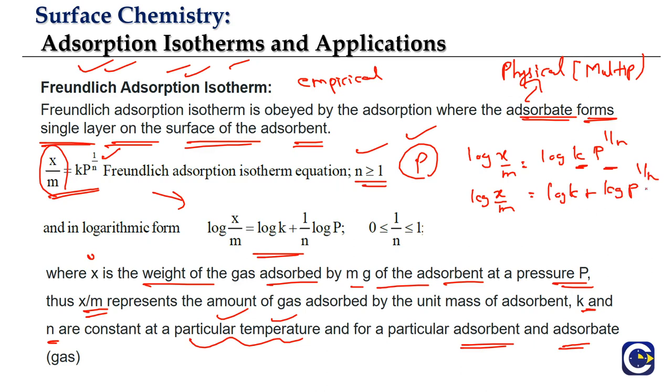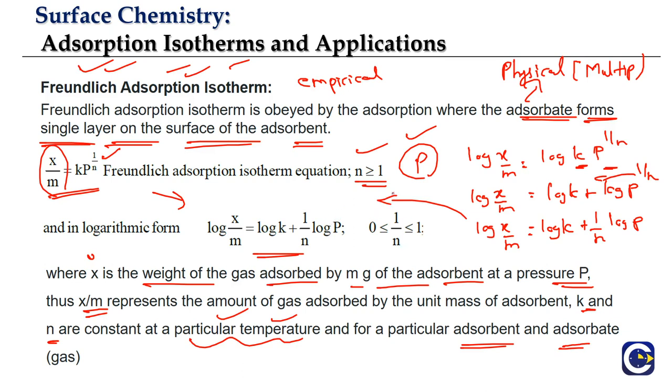So if you have a logarithm of any number to a power, the power will come to the front of the logarithm. So we'll have log x by m is equal to log k plus 1 by n into log p. So this is the logarithmic form of the Freundlich adsorption isotherm.